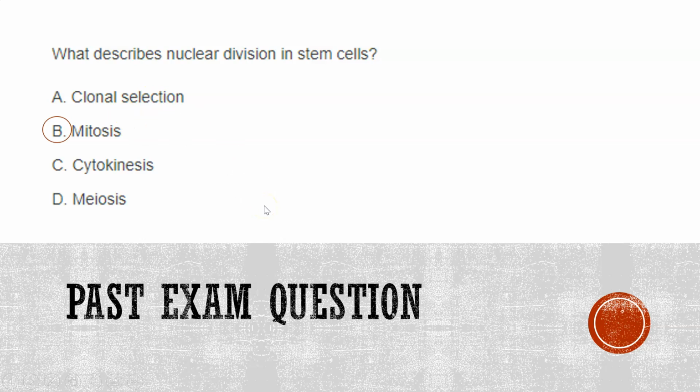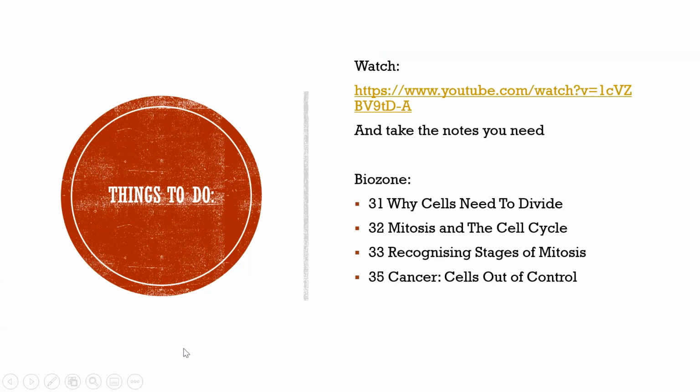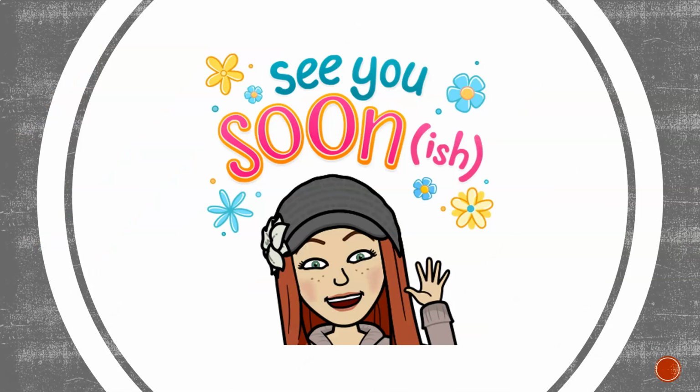What describes nuclear division in stem cells? All we're doing is talking about cell division, so that's why the answer is mitosis. This was also homework over your holiday period, and that is all of that revision for 1.5 and 1.6.